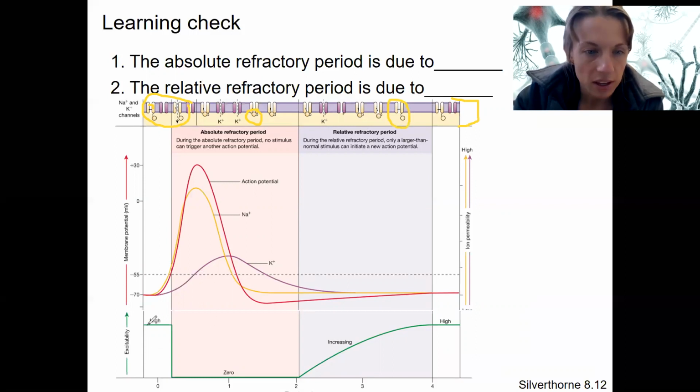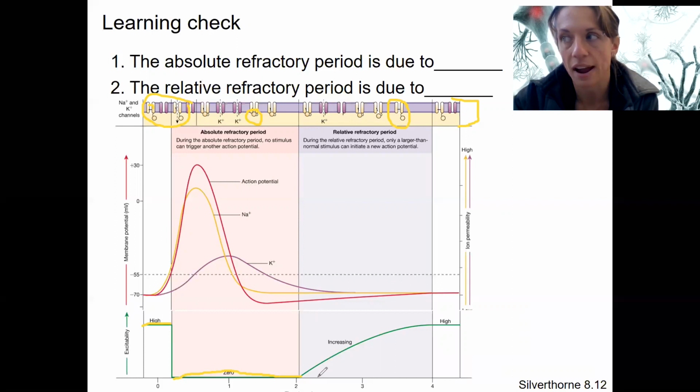Here, excitability, it's high at rest. That means the ability of the cell to fire, to have an action potential, is 0 during the absolute refractory period. You cannot initiate another action potential during that time. And it's slowly increasing due to what? Because we have the hyperpolarization that's slowly going back to rest.